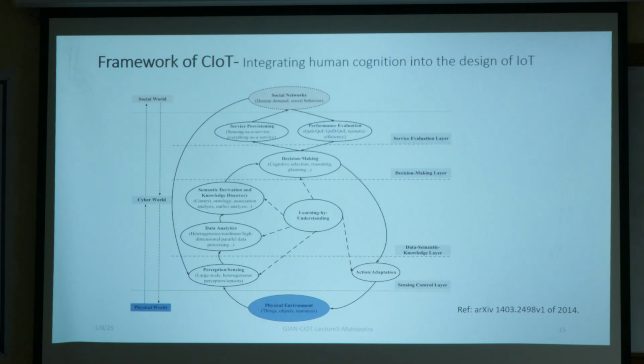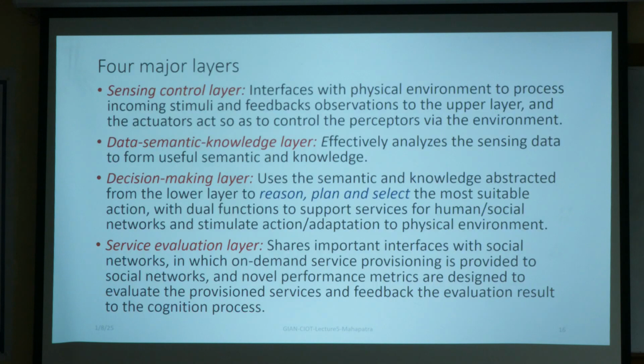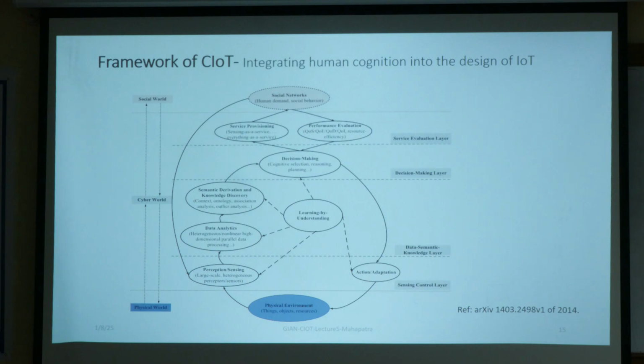Then you go through them one by one, and then you come back. In the second one, the data semantic knowledge layer, what it does is effectively analyze the sensing data to form useful semantic knowledge. This is what we're talking about: analyze data and get semantic knowledge out of this data. That is called the data semantic knowledge layer.